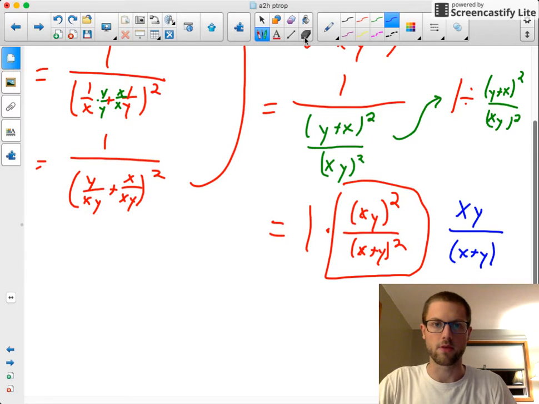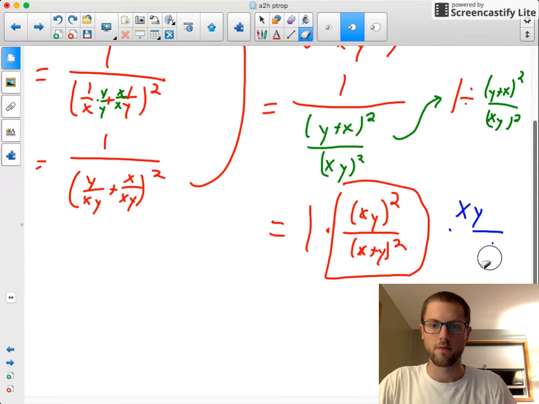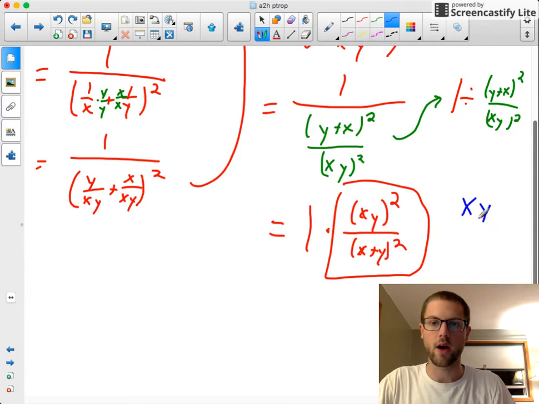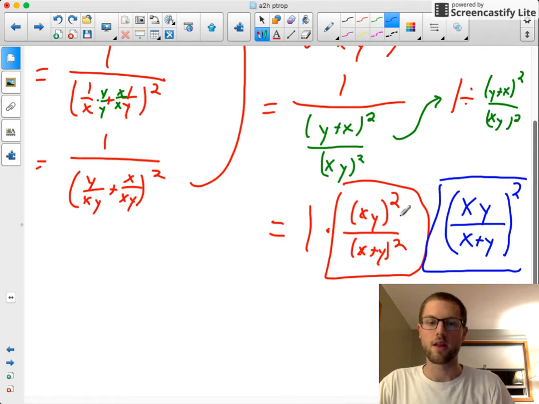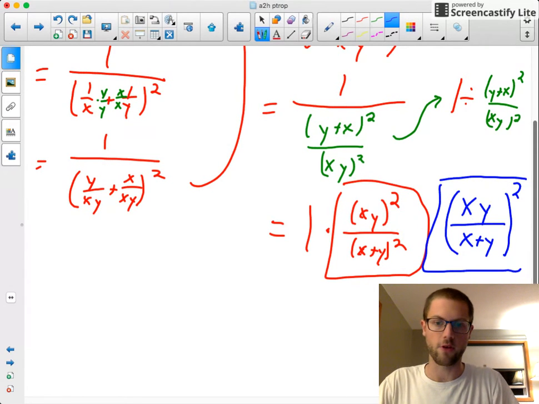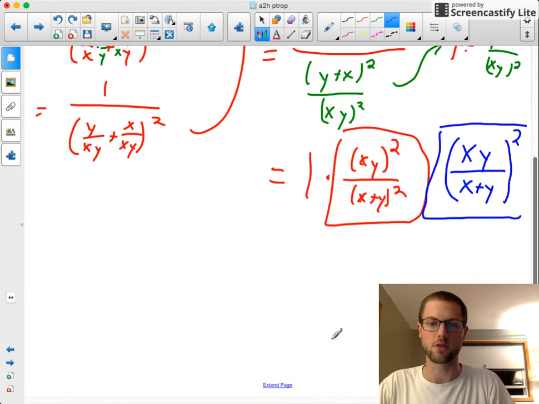Hold on, let me get rid of these parentheses, actually. Oh, too much. Let me try that again. I could say xy over x plus y, that entire quantity squared. That's also good too. Either or is good. And you could also go even one step further. I'd say there's lots of acceptable solutions to this.